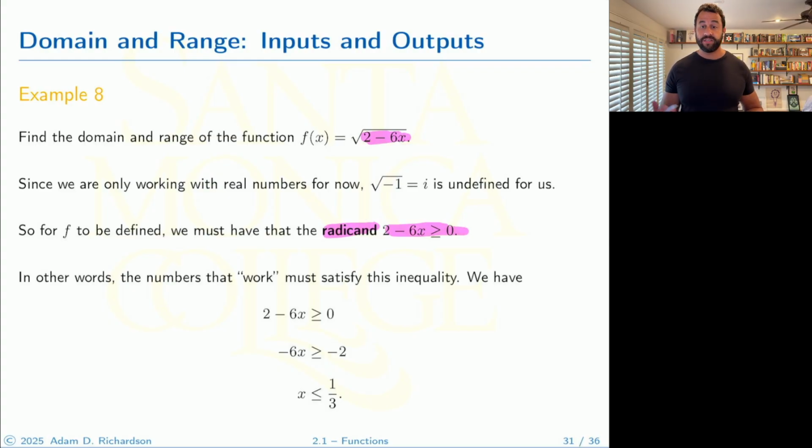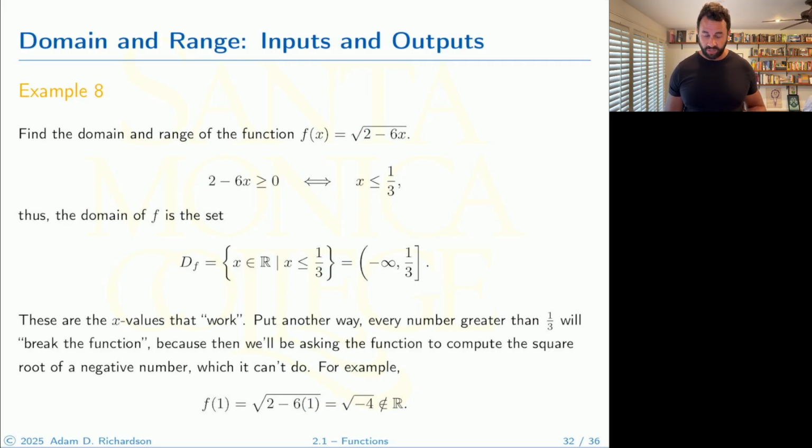So now we're going to solve this inequality just like we learned in the last section. We're going to solve this inequality for x. So let's see. I'm going to subtract 2. Now I'm going to divide by -6. And remember, when you divide or multiply by a negative number, it switches the order relationship. So if I divide both sides by -6, I get x is less than or equal to 1/3. Boom. And that is the condition for our domain.